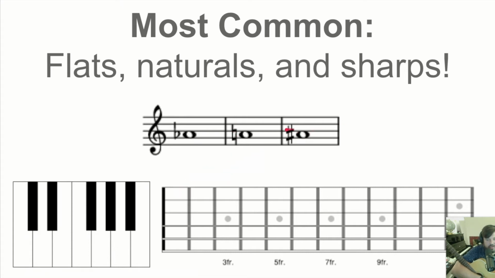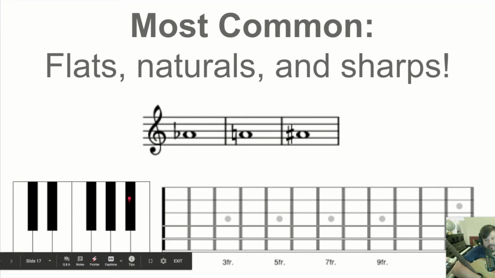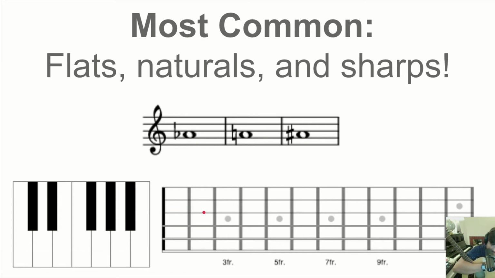Okay. Over here we have a sharp, which just means raising any note a semitone. So this is still an A, right? And this is a sharp A. So here's A on piano, and a sharp A, you go up 1 semitone. So this is an A sharp. Okay? On guitar, here's that A again. And if you go up 1 semitone, you got that. Okay. So that is the most common accidentals.